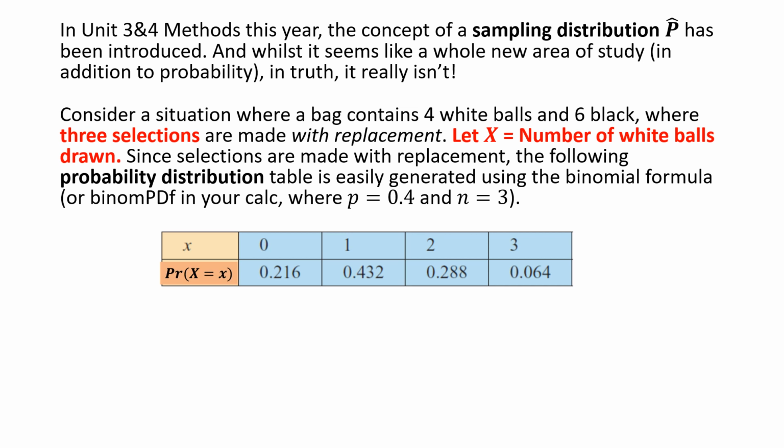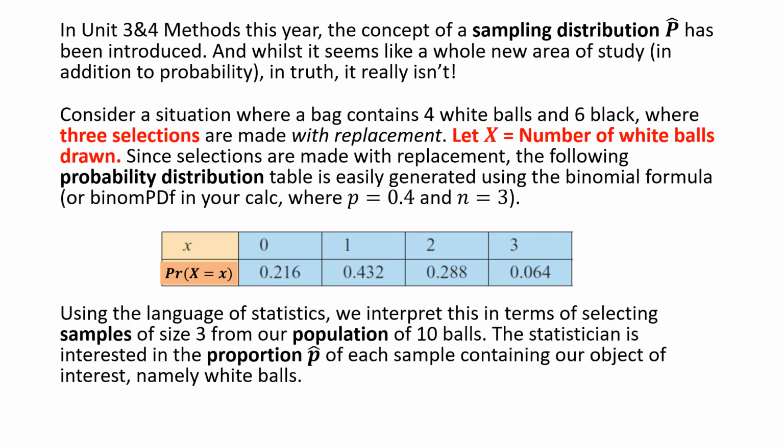Okay, in this situation, you've got 4 white balls and 6 black balls, and we're making 3 selections with replacement. So you've seen this example before. X we'll call the number of white balls drawn. So probability of success 0.4. N, the number of selections made, is 3. It's a binomial setup, so we can create a probability distribution for this scenario. We could have anywhere from 0 white balls up to 3, and we can work out those probabilities quite neatly with our binomPDF in our calculators.